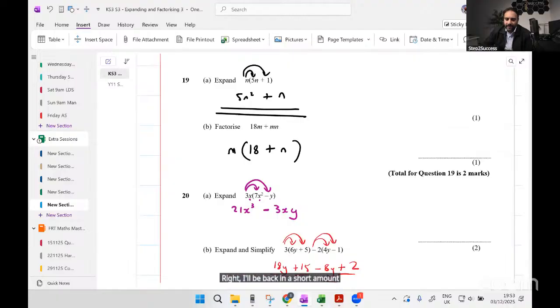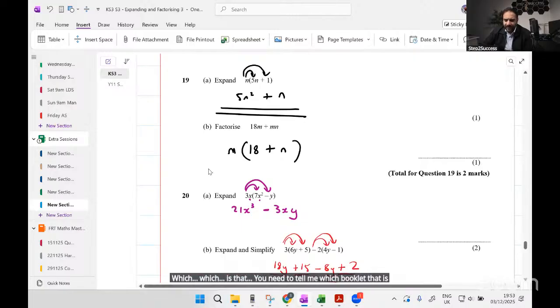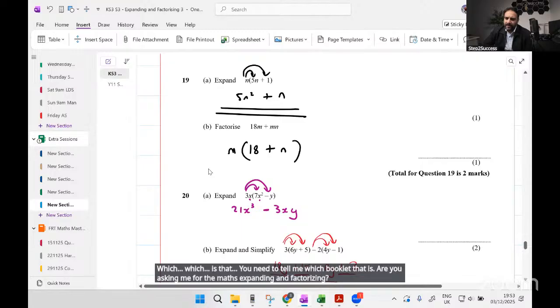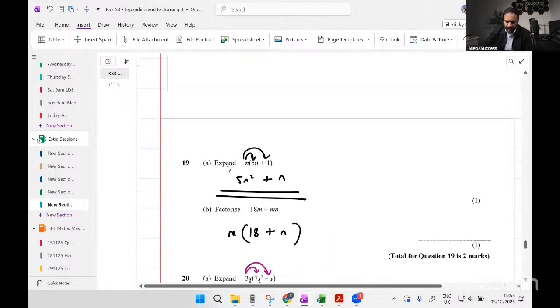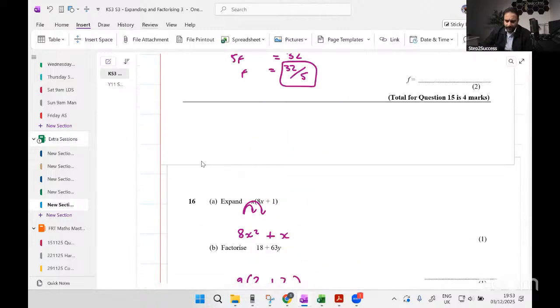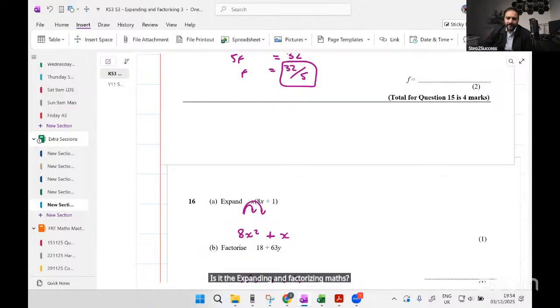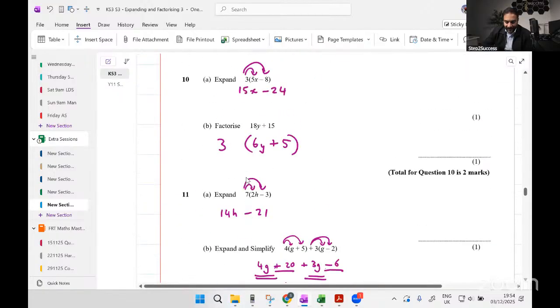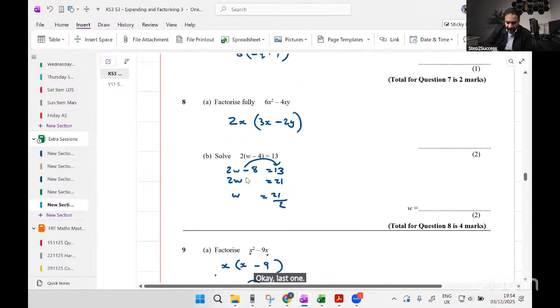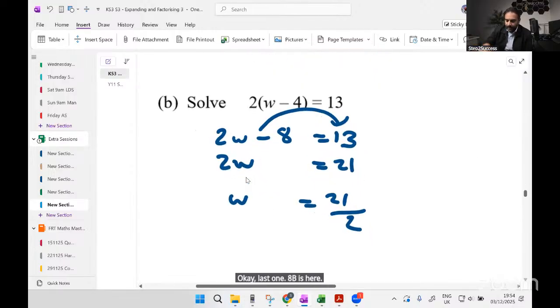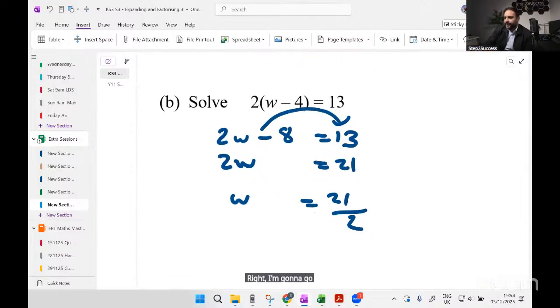Oh, 8B booklet 3. Which is that? You need to tell me which booklet that is. Are you asking me for the maths expanding and factorizing? I think you are. Is it the expanding and factorizing maths? Okay, last one, 8B is here. Right, I'm going to go and I will return in 5 minutes.